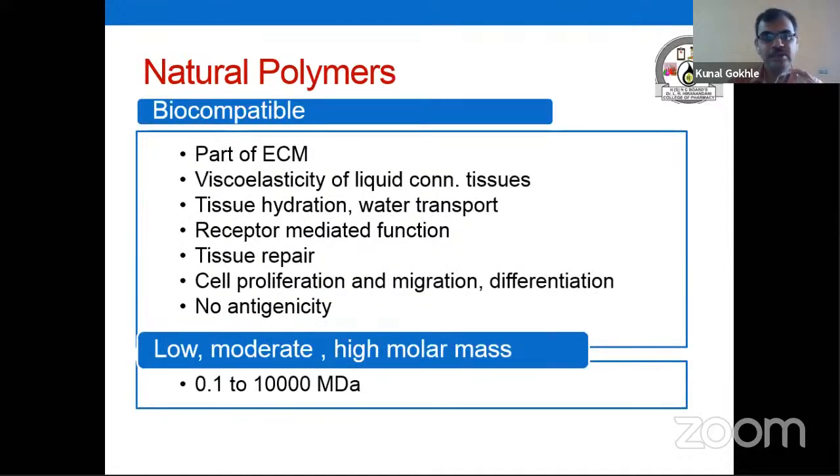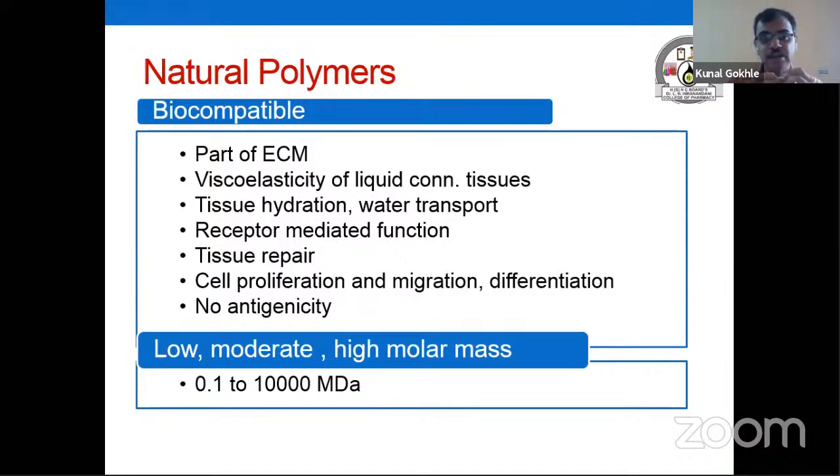The next important aspect is that polymers are biocompatible. Various polymers are a part of our extracellular matrix, like hyaluronan, which I have discussed. Many polymers are also important in maintaining the viscoelasticity of liquid connective tissues like synovial fluid and aqueous humor. So if you want to deliver a drug to a particular site, we can make use of this property of the polymer. Polymers are also responsible for tissue hydration and water transport, and they mediate receptor mediated functions.